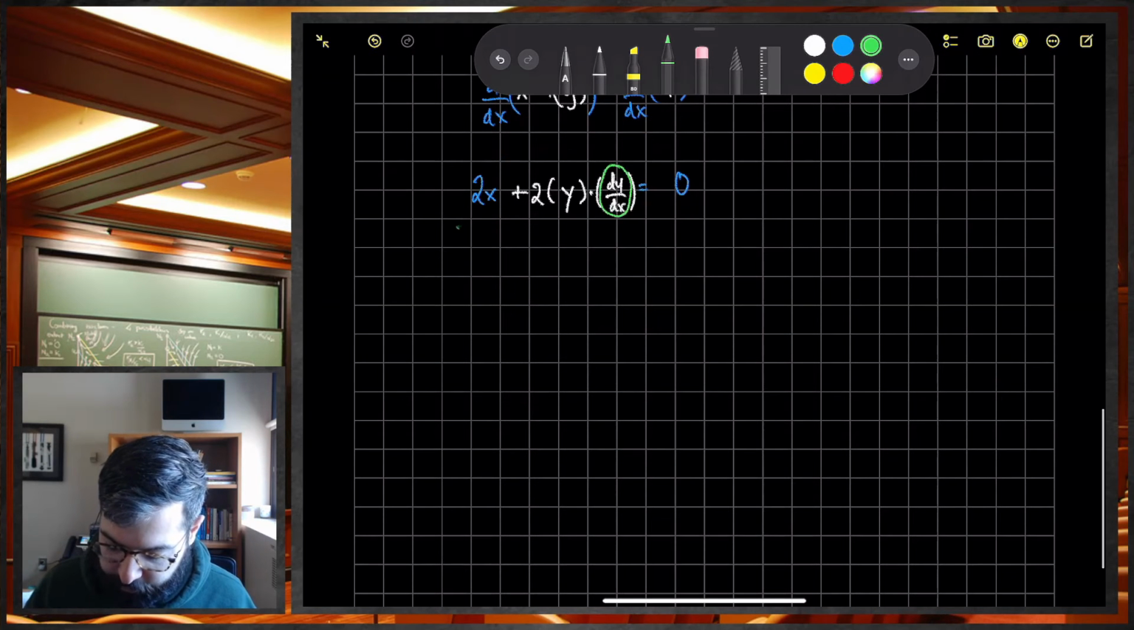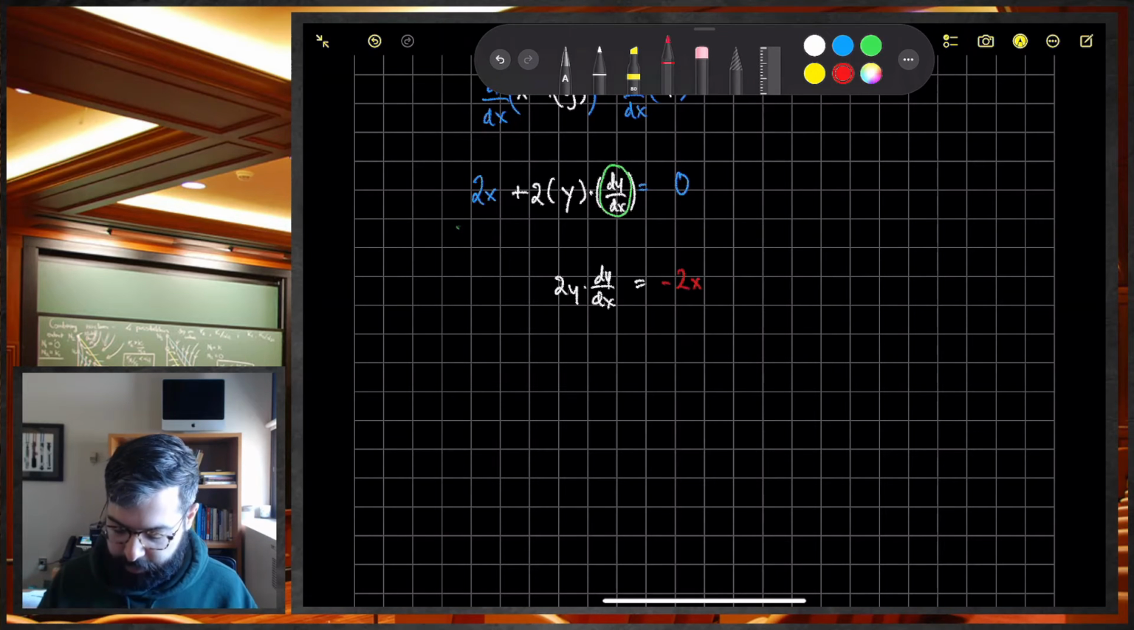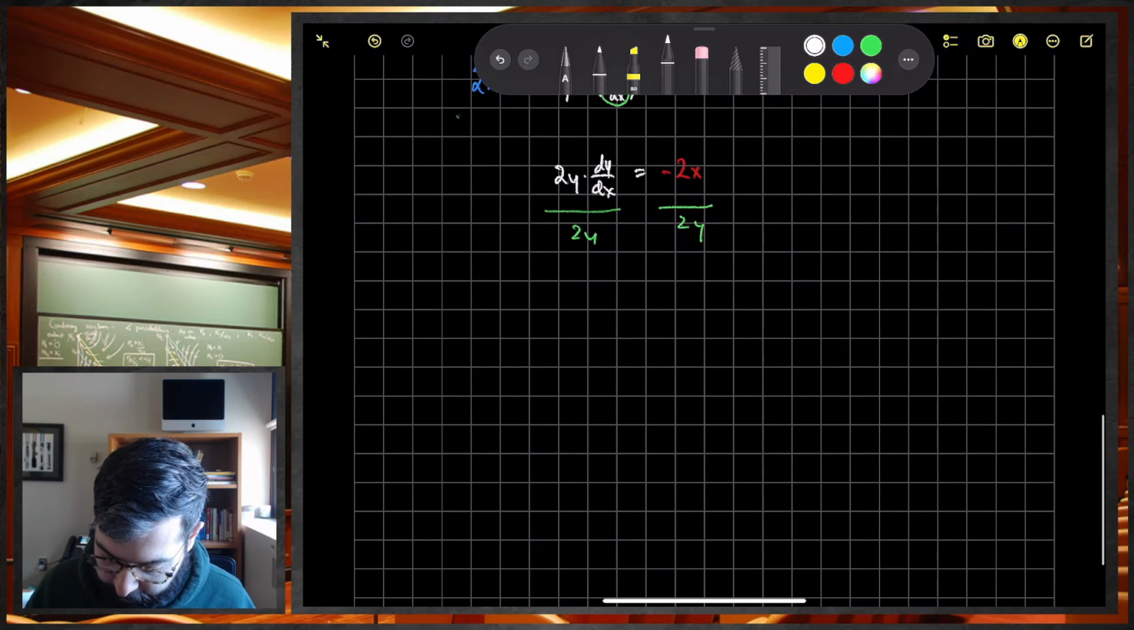So we'll subtract 2x from both sides. So we get 2y dy dx equals minus 2x, subtracting that from both sides. Divide both sides by 2y. And we'll get dy dx must be negative x over y.